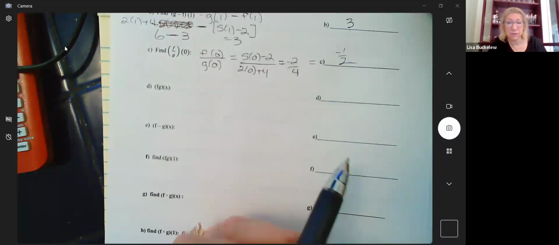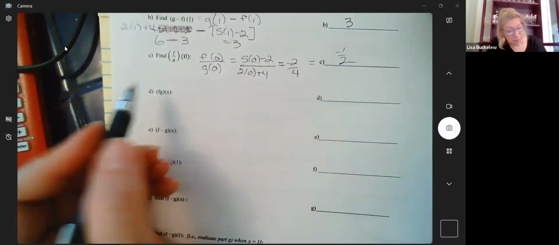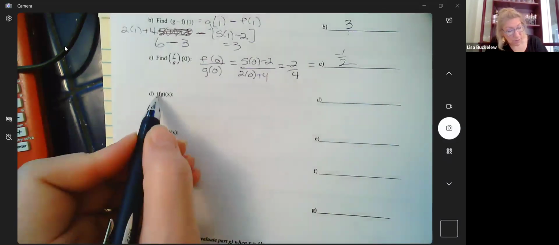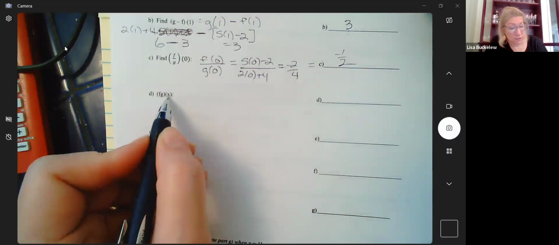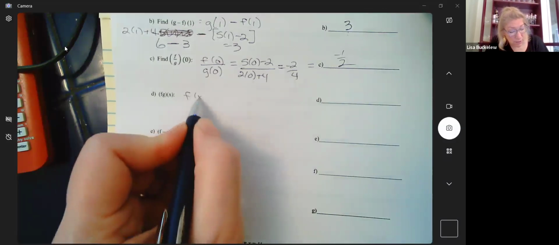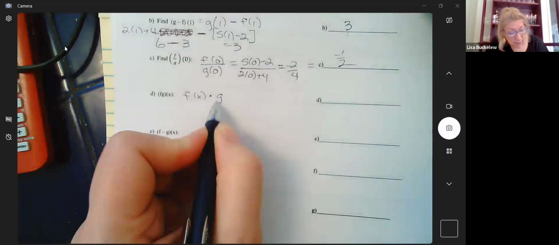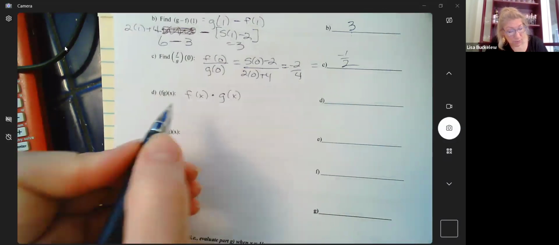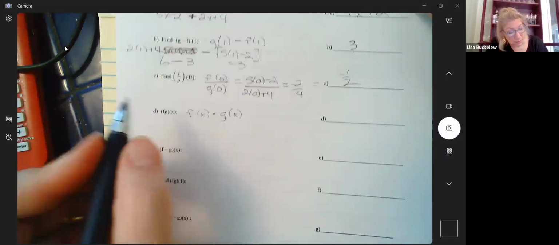Okay, we have a couple more of these, and then we do composition, which is a different one. So this just means f times g, and notice it's the general form with x. So this means we're going to take the first expression and multiply it times the second expression. Well, our first expression, 5x minus 2.